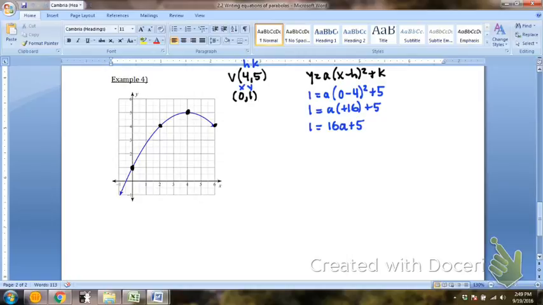Your a value should be what? What did you guys get? Negative 1/4 should be your a value. Because if you subtract 5, you get negative 4 equals 16a. Yeah, a is negative 1/4. If you need help, ask your questions. I choose a different number, but you should still get the same answer. I choose a different point probably than you.